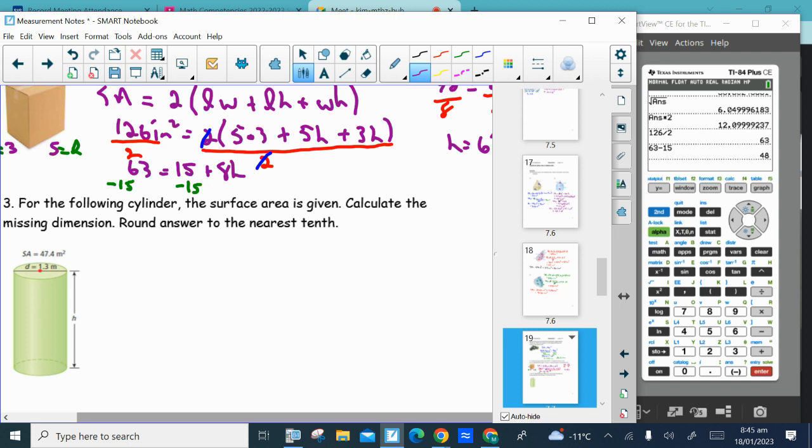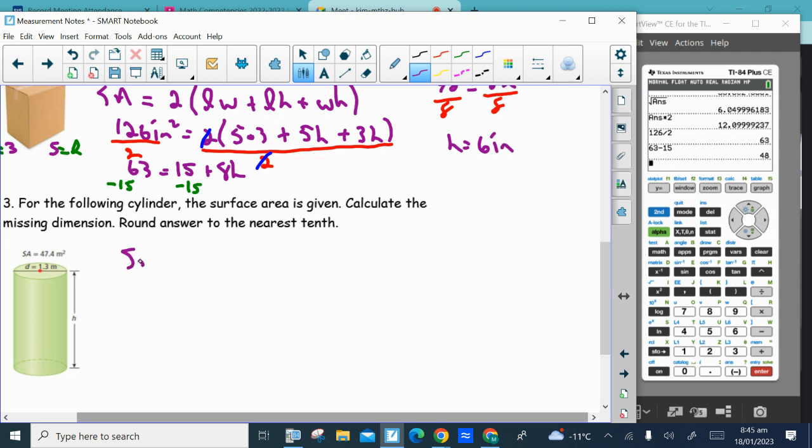Okay, number 3, you're given the cylinder. You're given the surface area is 47.4 square meters. Calculate the missing dimension, which would be the height. So the formula for surface area of a cylinder is 2 pi r squared plus 2 pi rh. We're told our surface area is 47.4 meters squared. We do not know what h, the height, is, but we're given the diameter is 1.3.